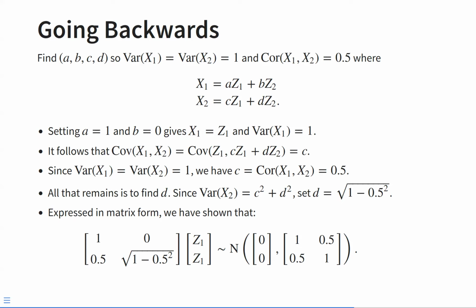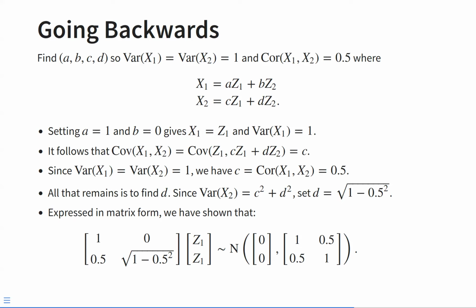Let's think about that. So what would follow from this? Well, what would then be the covariance between x1 and x2? Let's plug in this equality we just got. So we said if we set a to 1 and b to 0, then x1 is just exactly identical to z1. So that means the covariance between x1 and x2 is just the covariance between z1 and x2. All right, but what was x2? Well, x2 is this linear combination of the z's. It's c times z1 plus d times z2.